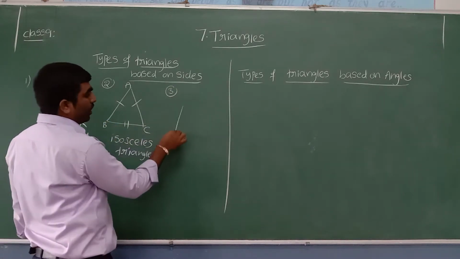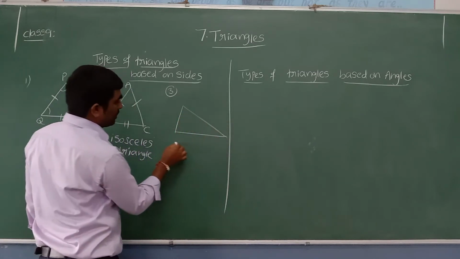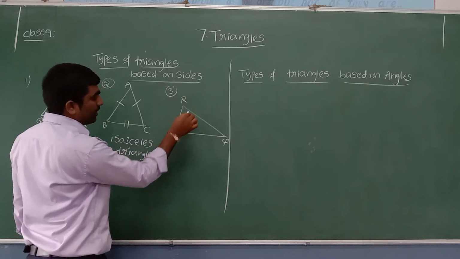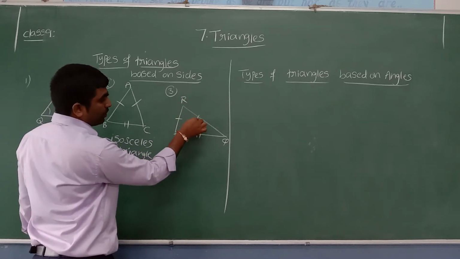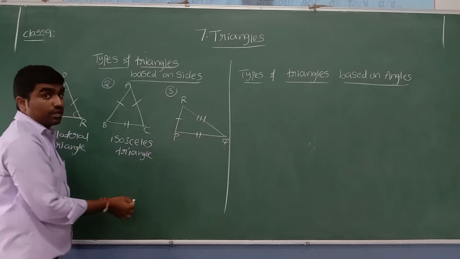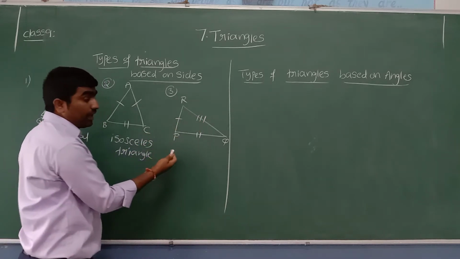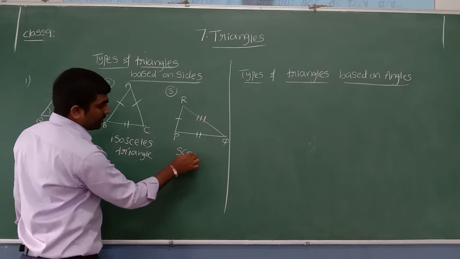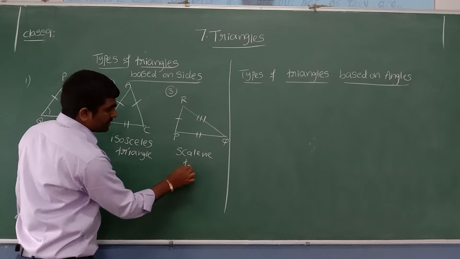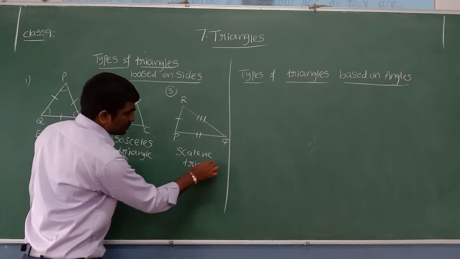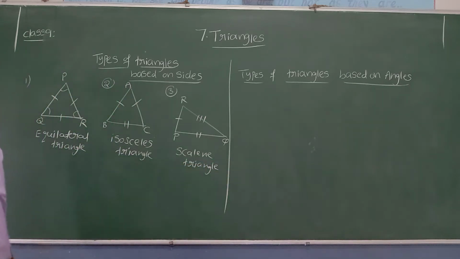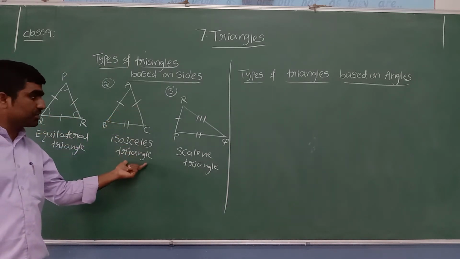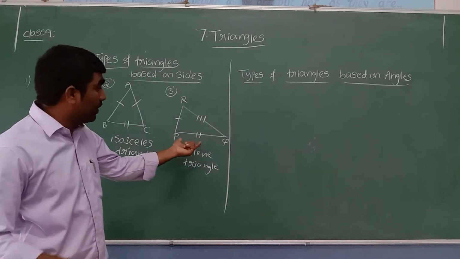Then one more we have, all three sides are different. Let me take here, suppose, P, Q, R. The length of PR is different from PQ and RQ. See, I am taking a different mark on all three sides. If all the three sides of a triangle are unequal, I mean different length, they are called scalene triangles. What do we call now? Scalene triangle. So these are the types of triangles based on sides. All three sides are equal, equilateral. Any two sides are equal, isosceles. All three sides are unequal, scalene.